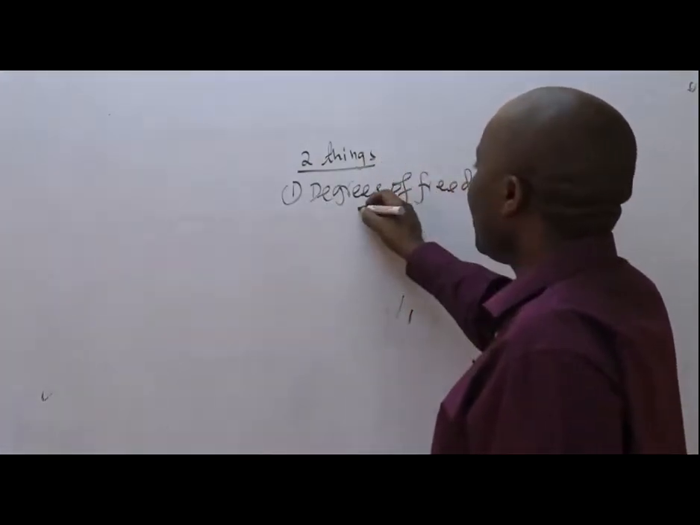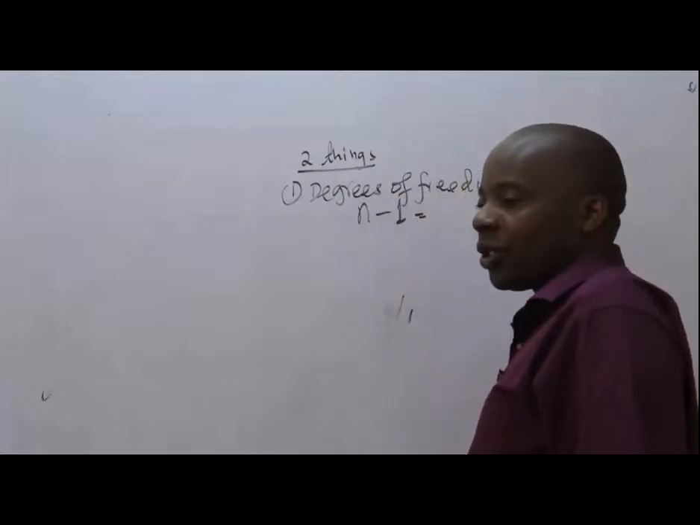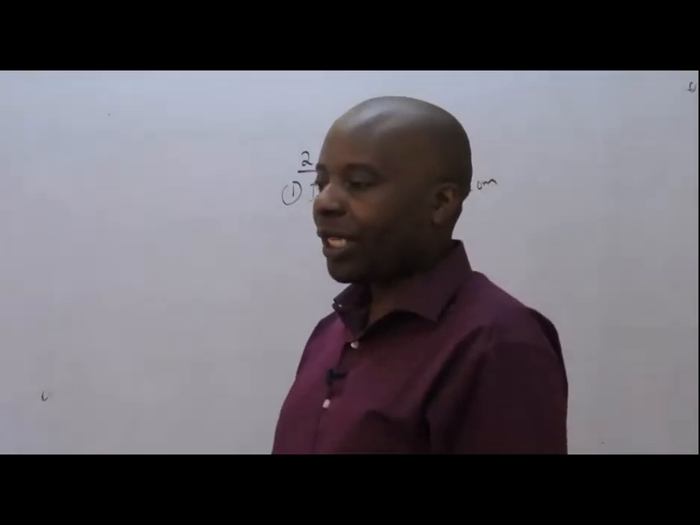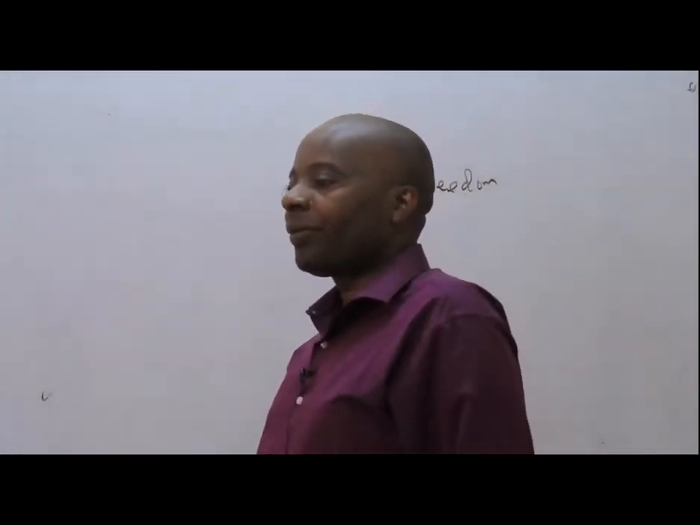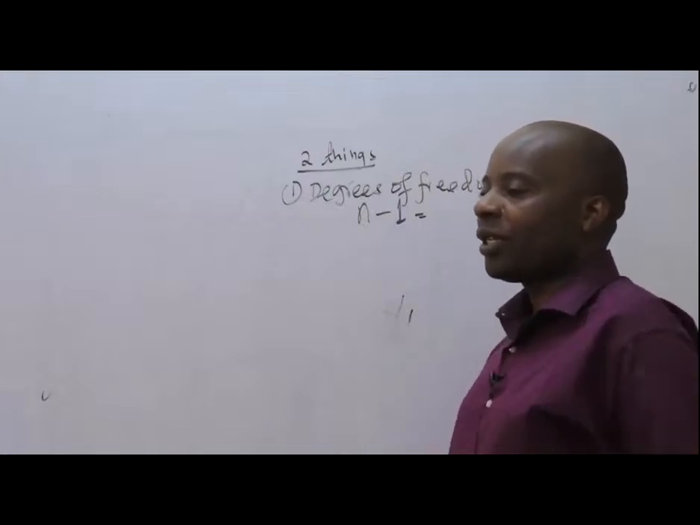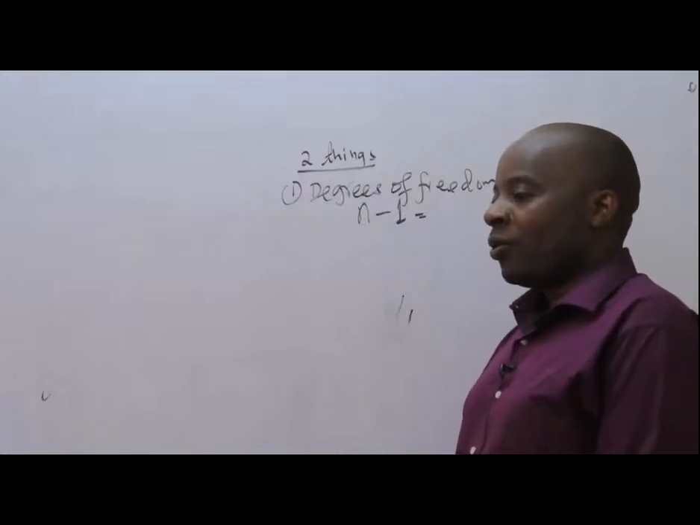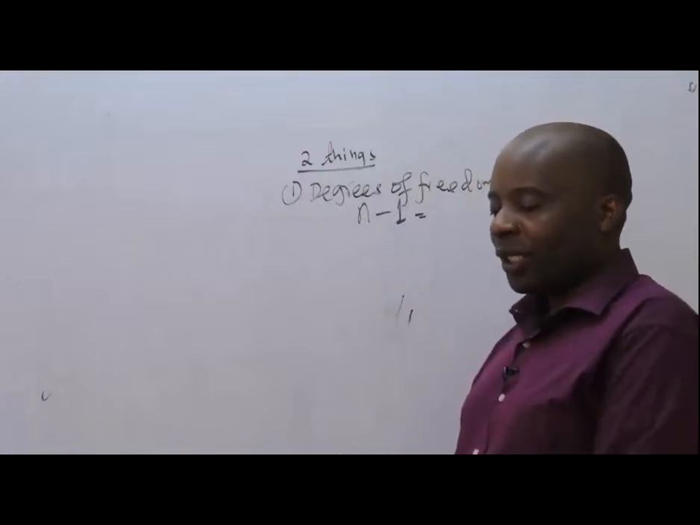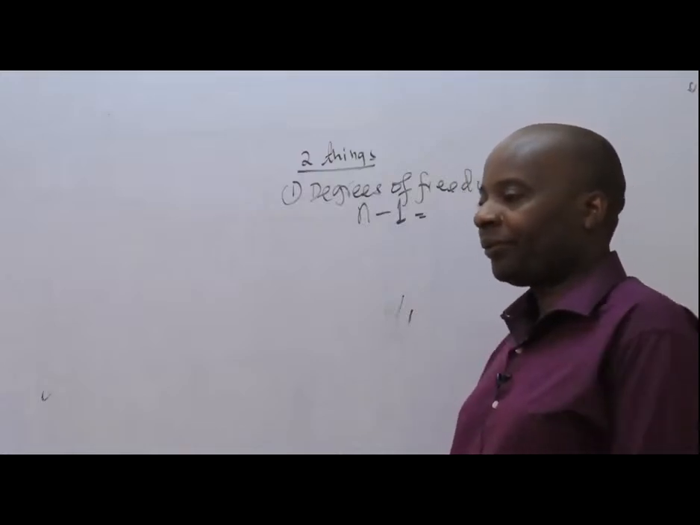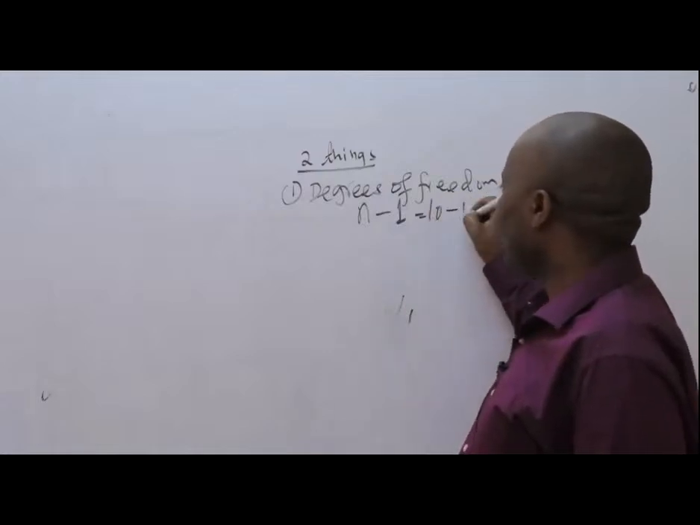How do we get this? It's n minus 1. So in this particular question, what is n? Are you able to see n there, Lillian? It is 10. So n minus 1, which is 9.